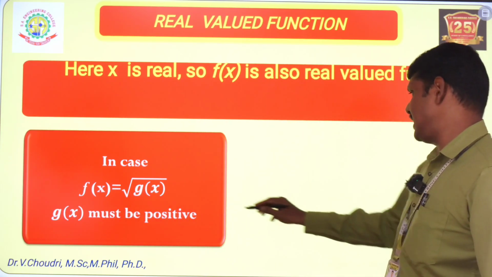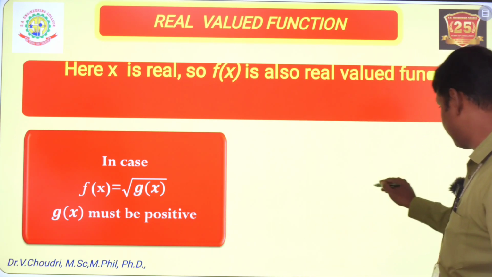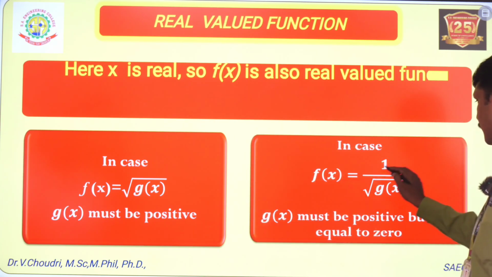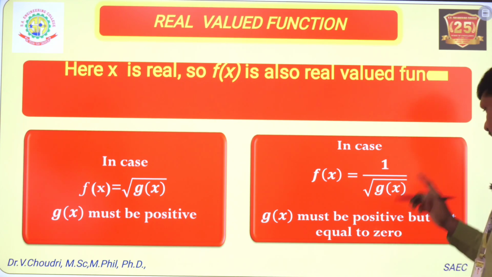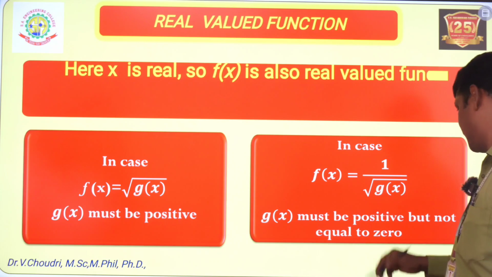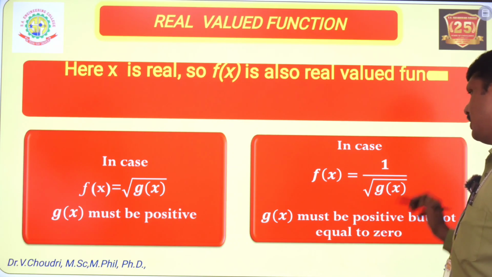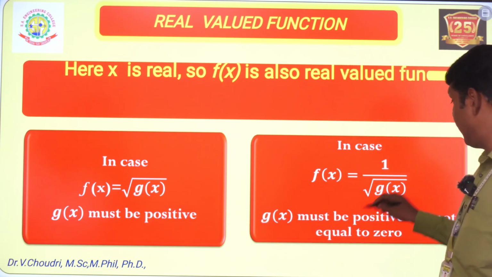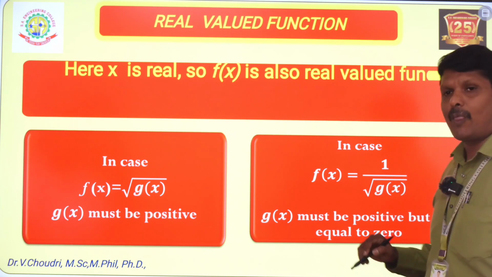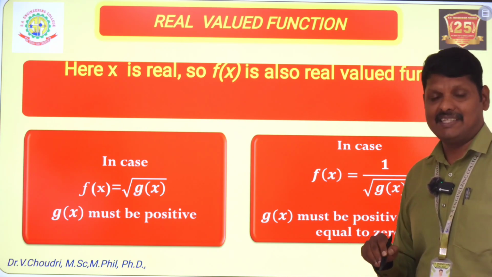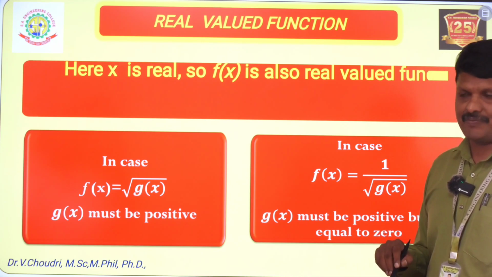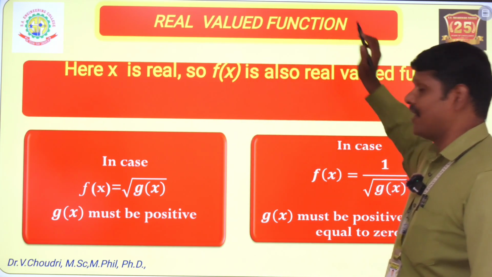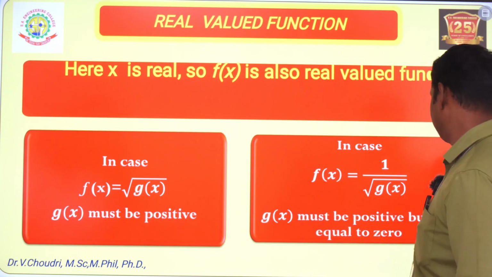In the other case, same g of x, if it is placed in the denominator, f of x equal to 1 by root of g of x. First, g of x must be positive, that is allowed, and also not equal to 0. Here equal to 0 is allowed, but here not equal to 0. Why? If it is equal to 0, 1 by 0 value equals infinity, that is f of x does not exist. So these are the main conditions for a real valued function. x should be real.